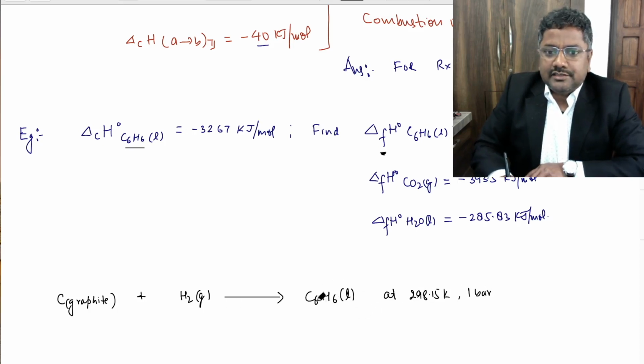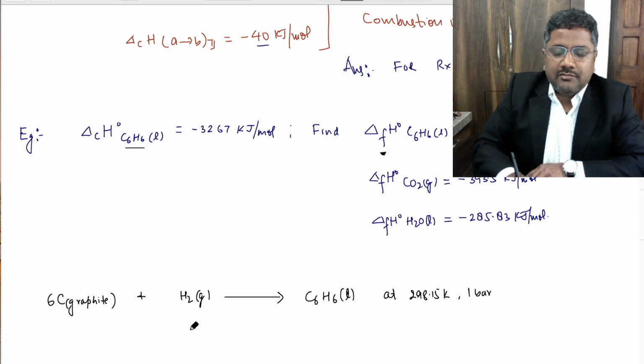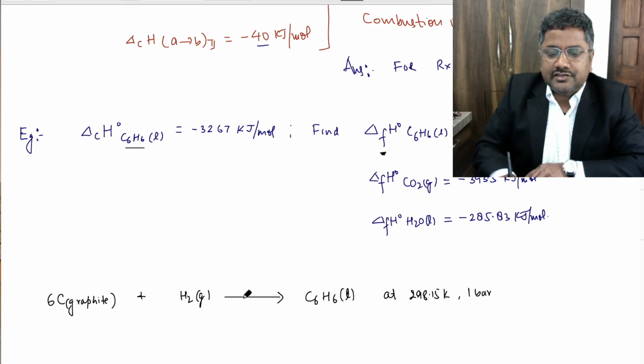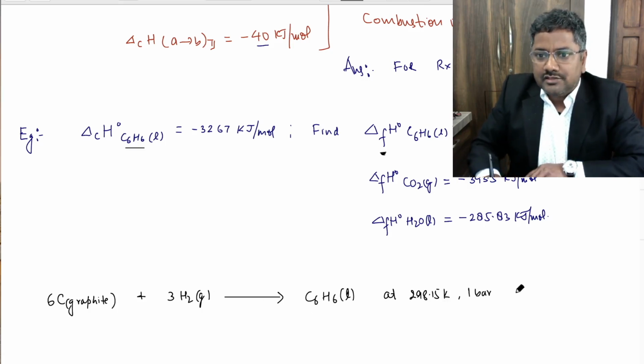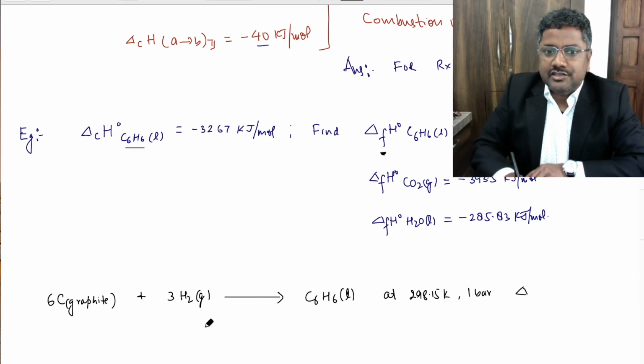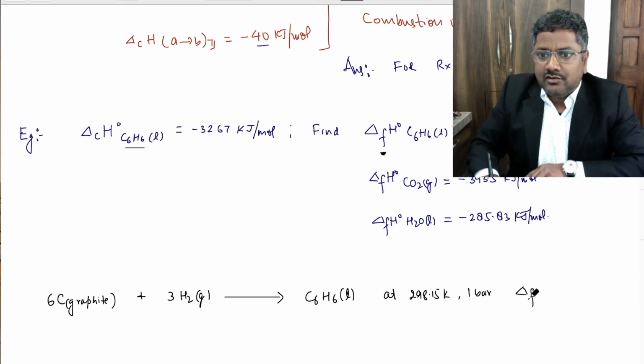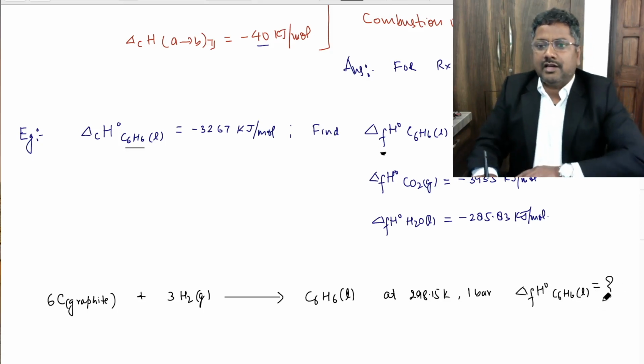So C6H6, here you have to multiply carbon with 6, and 3 H2 is required. Don't put 2 or 3 or 4 here. You always balance this thermochemical equation by taking 1 mole here only. So whatever energy change happens in this, that is called the enthalpy of formation for C6H6 liquid. This you have to calculate.